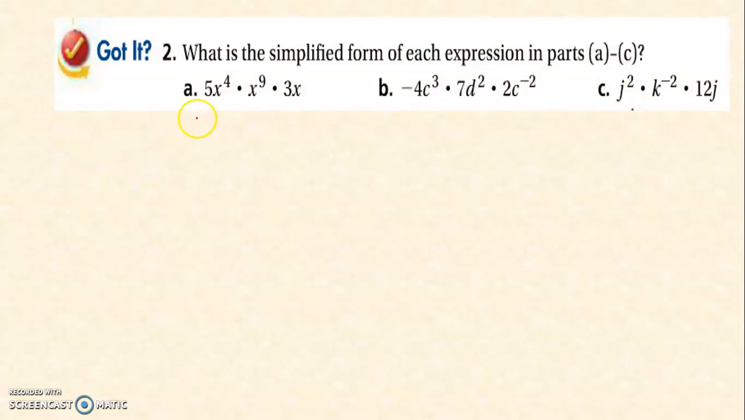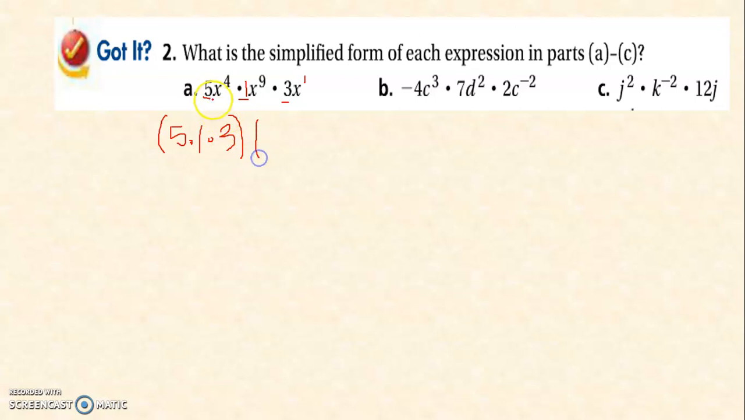We have here now letter A. Letter A is 5x raised to 4 multiplied by x raised to 9 multiplied by 3x. Okay, what is the number here? It is 1. And here, what is the exponent of x? It is 1. Okay, let us concentrate first on the coefficients. Let us multiply the coefficients. 5 multiplied by 1 multiplied by 3.